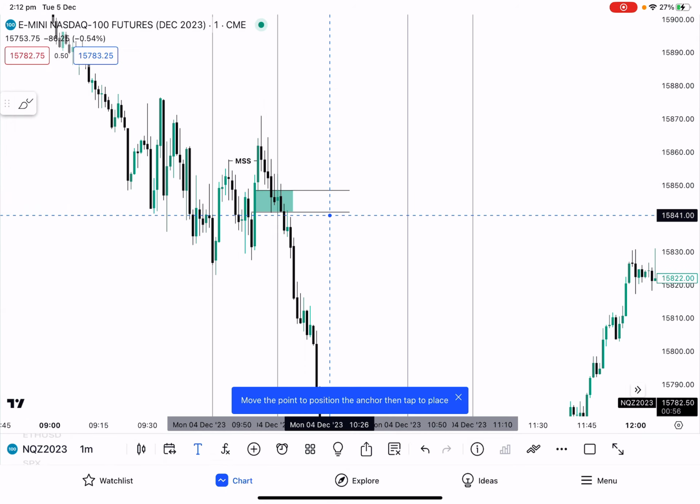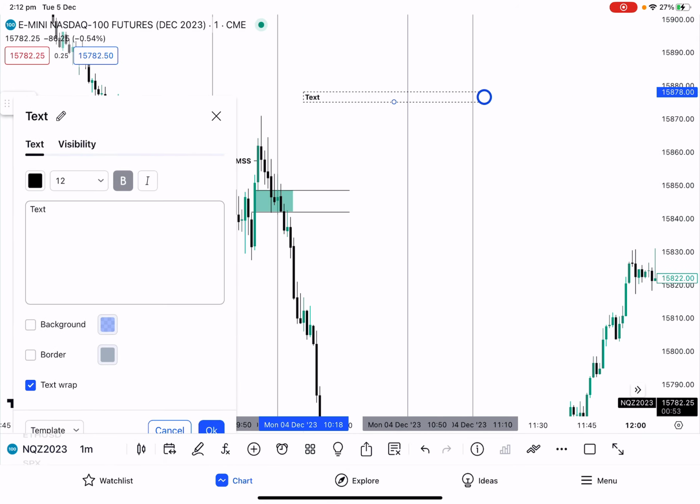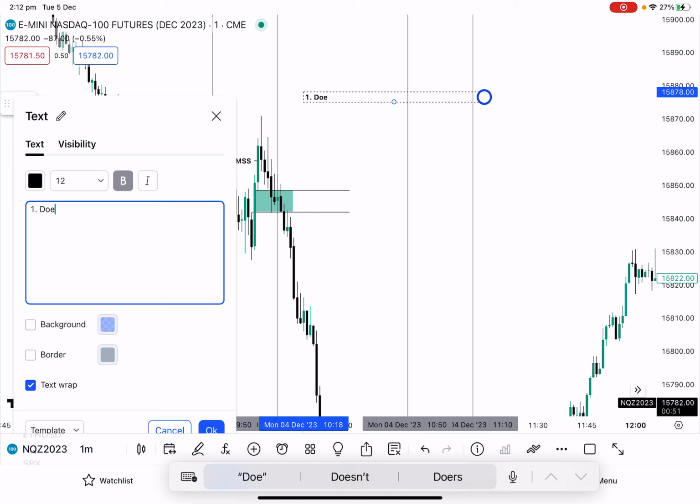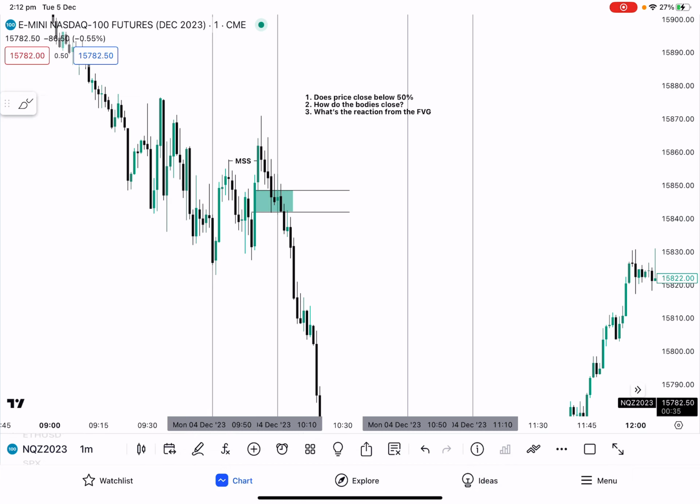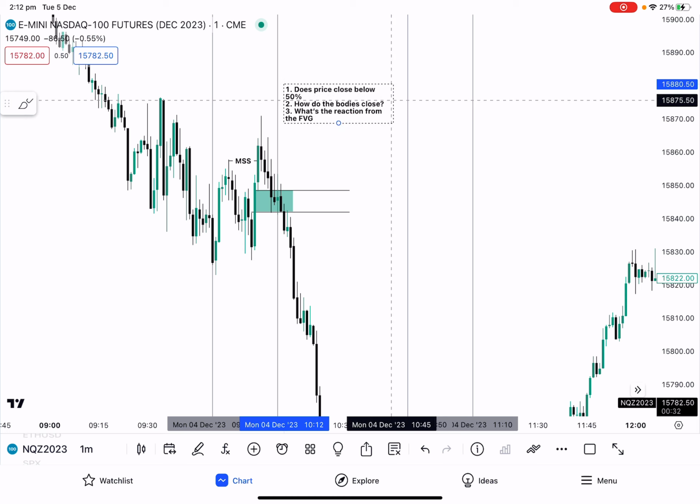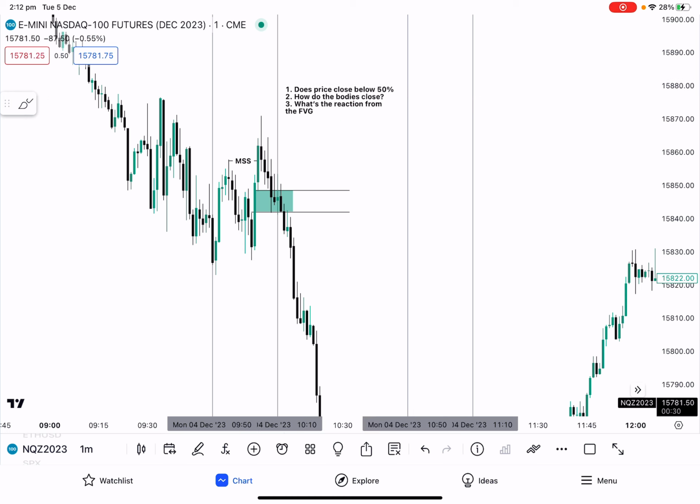So with fair value gaps, the things I'll be looking for is, does price close below 50%? For example, in this case, how do the bodies close, right? And what's the reaction? This is the third thing. What's the reaction from the fair value gap? Because that will let you know how high of probability you have in terms of the trade going in your favor, because you're looking at all these different things, right?